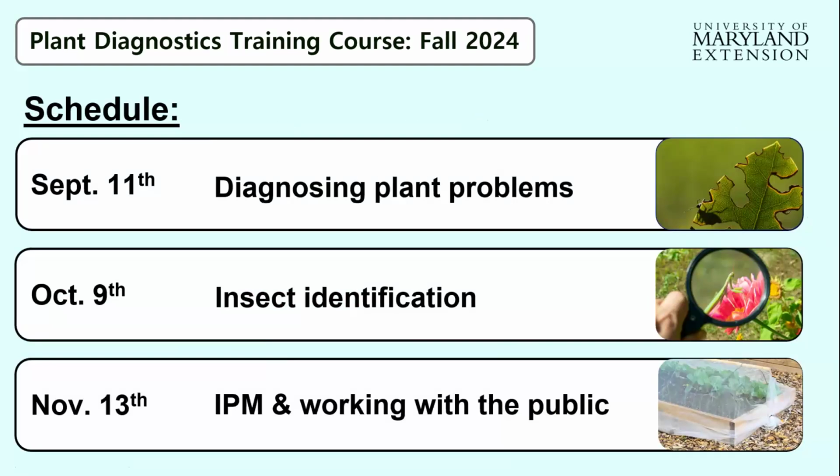Here is our schedule. Today is September 11th. We're going to be going through diagnosing plant problems. Next month on October 9th, we'll talk about insect identification. And then on November 13th, we'll get into integrated pest management. So ways to sustainably manage the pests, maybe the causal agents we're finding that's causing our plant problems, learning how to guide others to choose sustainable insect pest management, and then getting into that piece of working with the public, especially if we are someone who's a master gardener volunteer or working with the public in some capacity.